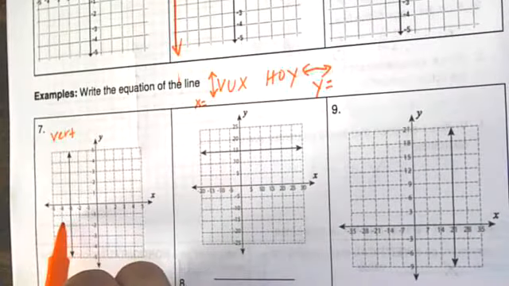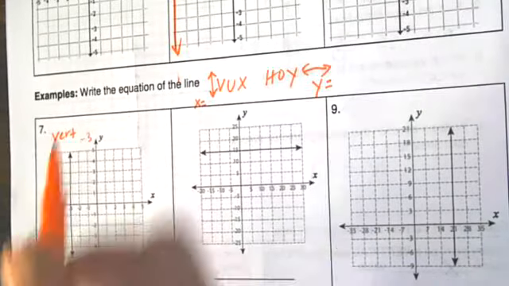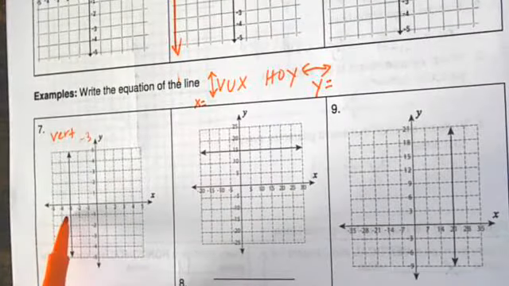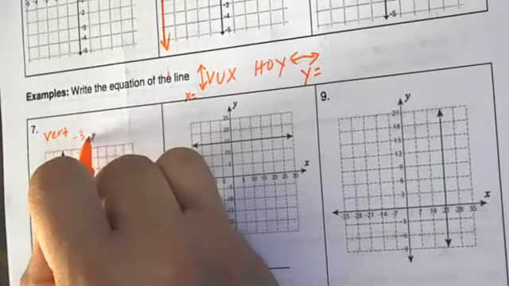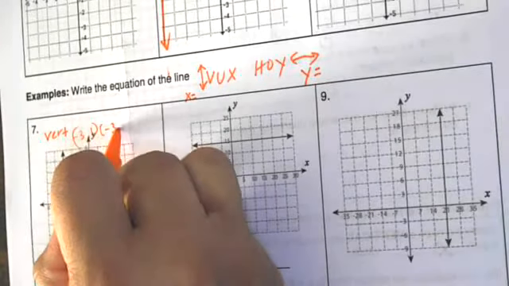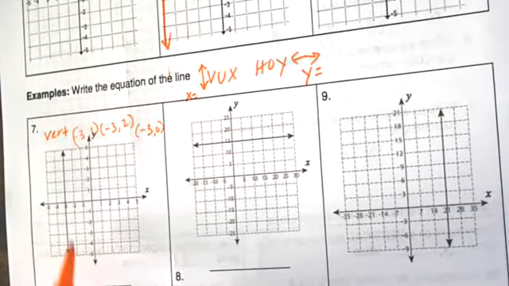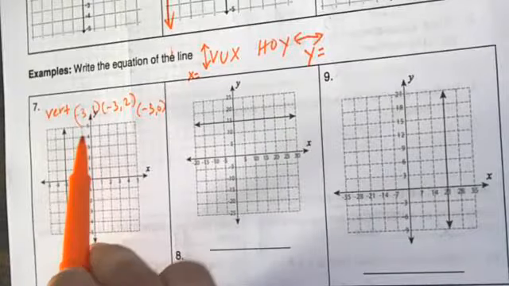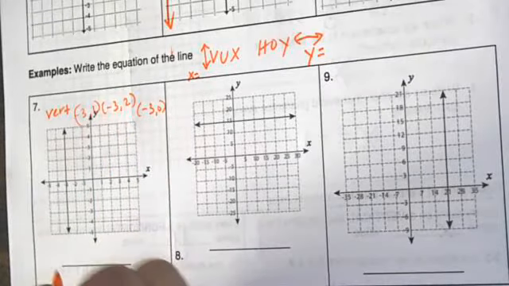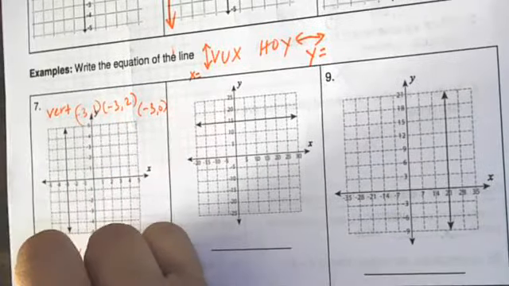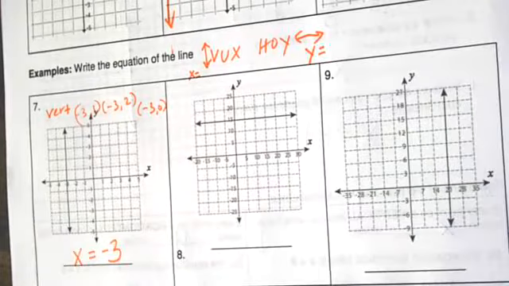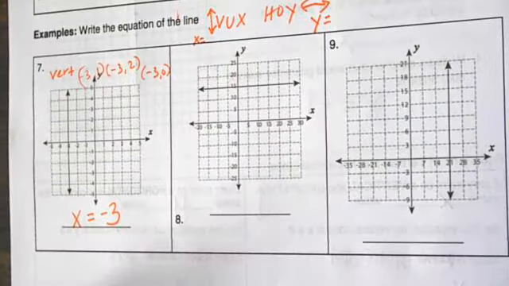It's sitting at -3, right? So all of the x values are -3: (-3, 1), (-3, 2), even (-3, 0), etc. There are so many points all on this line here. What I noticed by looking at those coordinates is that all of the x values are always -3. So we can write our equation as x equals -3.